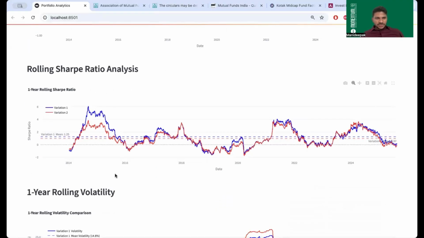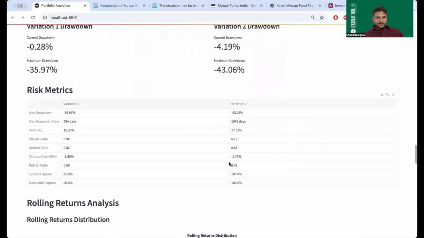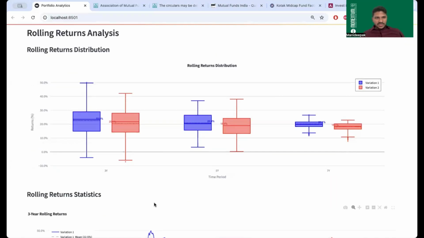So let's look at Sharpe ratio. You can see that the blue line has surpassed the red line during this period. Thereafter, I think you'll see the fund is doing as good as the benchmark. Here are some of the risk metrics. The max drawdown is minus 35% versus minus 43% from the index. The drawdown days is 734 days versus 1,046 days from the benchmark. Let's look at the rolling returns.